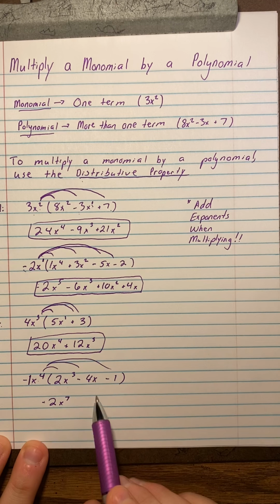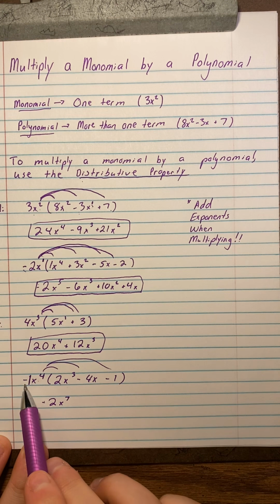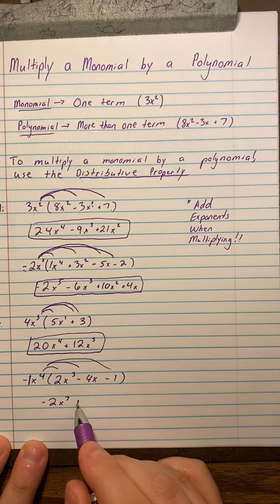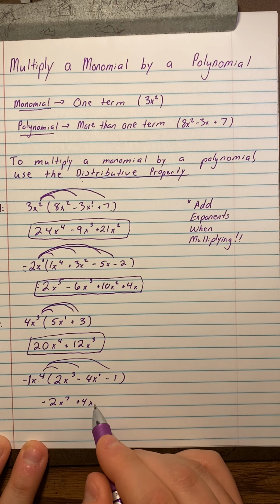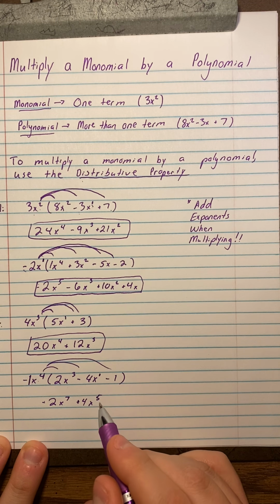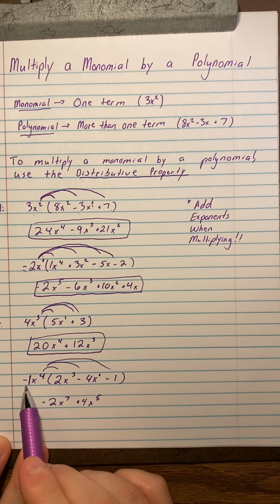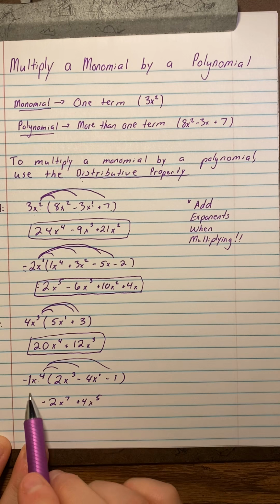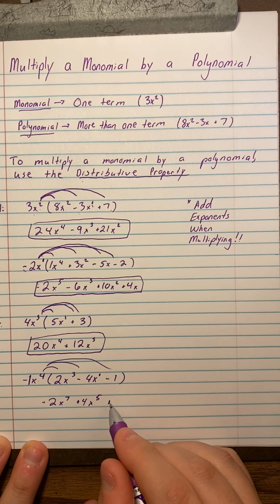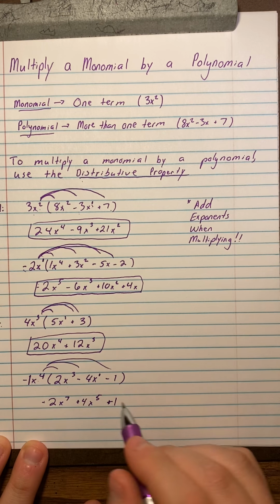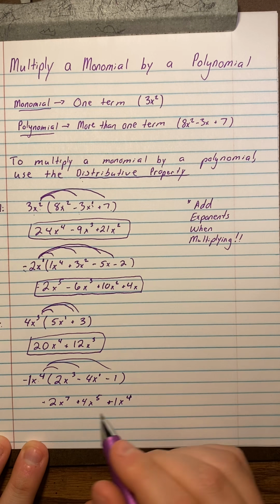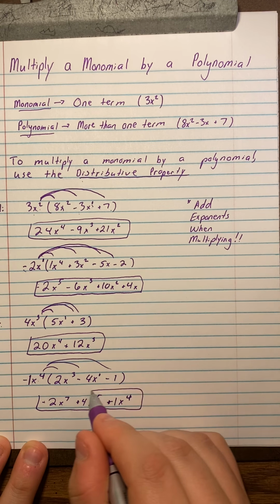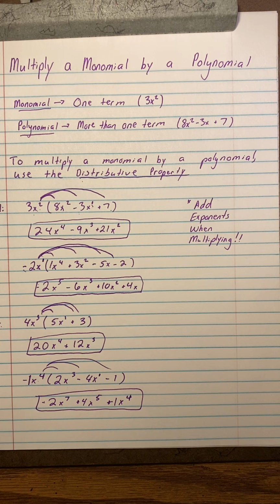Negative 1x to the 4th times negative 4x. Negative 1 times negative 4 will become plus 4. And then when I add my exponents, this is x to the 5th. And negative 1x to the 4th times negative 1. Well, negative 1 times negative 1 is positive 1, so plus 1, x to the 4th. So negative 2x to the 7th plus 4x to the 5th plus 1x to the 4th.